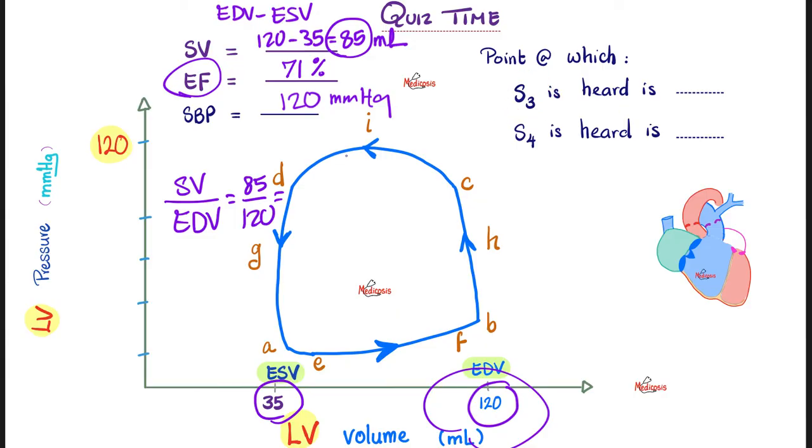S3 is abnormal. It's caused by gush of fluid. The fluid is gushing the most at E. Look at this. It's called rapid filling, baby. So it's E. How about S4? S4 happens just before S1. And where is S1? S1 is B. The point just before it is F, as in F me.